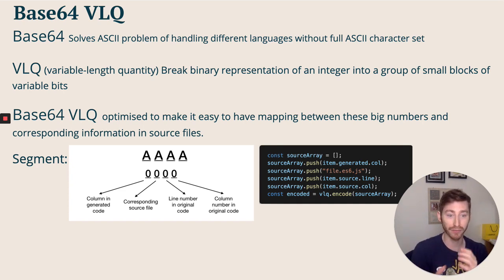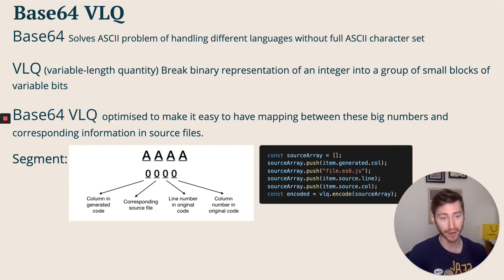So a line of code is represented in a series of segments, and I've given an example here. An example is the number 1 would be represented in 4 A's, which also produces 4 zeros. And you can see how each number correlates to an item in the segment. So we've got our generated code, we've got our source file, we've got the line number, and then finally on the right, the column number. And then I've just put in the final image here on the right, where this is how it would look if we were building a basic mapping in JavaScript of building this segment.